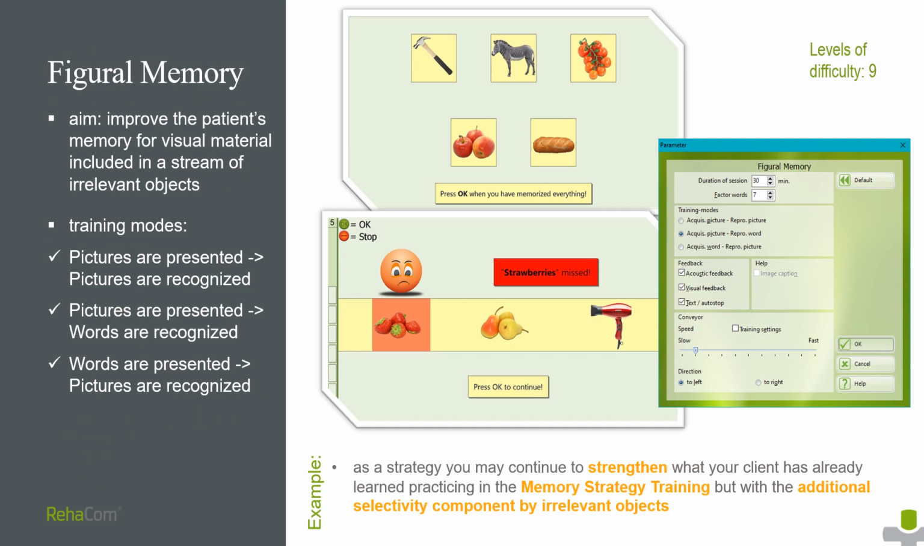Exercising figural memory aims to improve the patient's memory for visual material included in a stream of irrelevant objects and presented on a conveyor. Free training modes are available. Pictures are presented and pictures have to be recognized. Pictures are presented and words have to be recognized, and vice versa, words are presented and pictures have to be recognized. The acquisition time can be limited by adjusting the conveyor speed. Moreover, the direction from left to right and right to left is adjustable, for example, in case of hemianopia or visual spatial neglect.